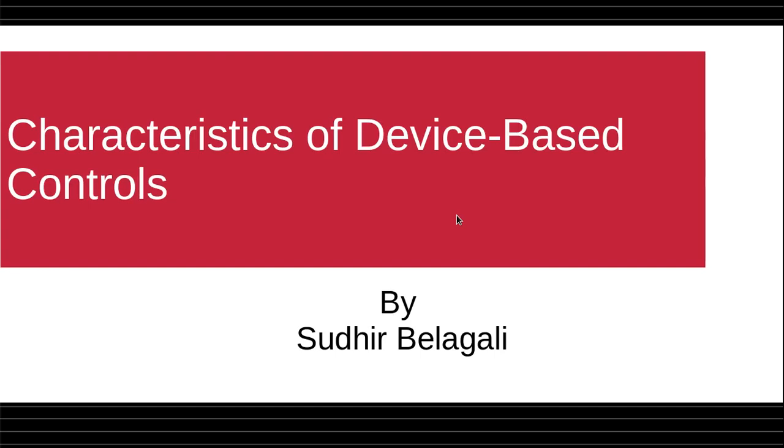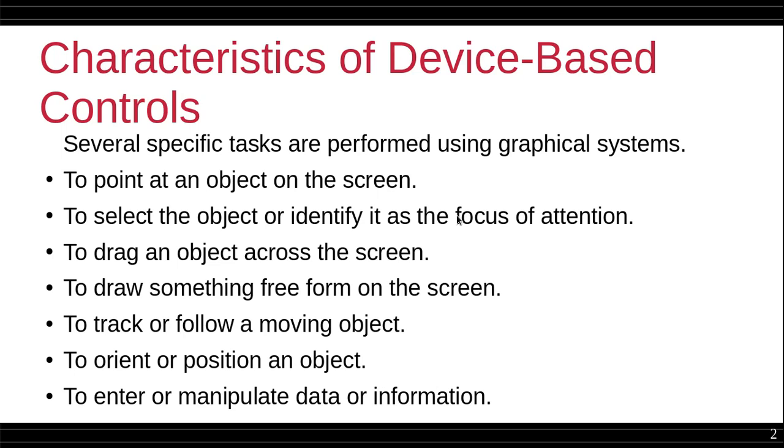Hello, let's discuss the characteristics of device-based controls. Several specific tasks are performed using graphical systems: to point at an object on the screen, to select the object or identify it as a focus of attention, to drag an object across the screen, to draw something free form on the screen, to track or follow a moving object, to orient or position an object, to enter or manipulate data or information. To do all these specific tasks, we need some devices also.